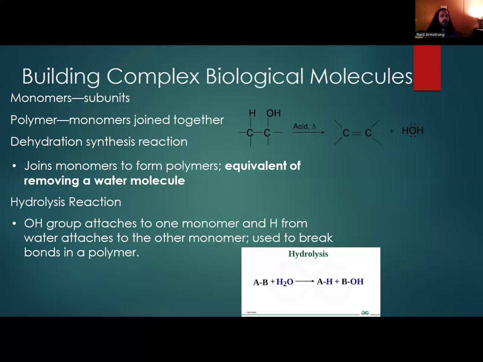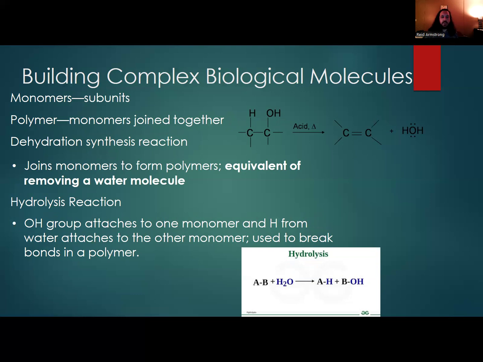So monomers are going to be subunits. Polymers are going to be monomers joined together. A dehydration synthesis reaction joins monomers to form polymers, the equivalent of removing a water molecule. So dehydration is removing water. That makes sense because if your body is dehydrated, you're obviously lacking water.